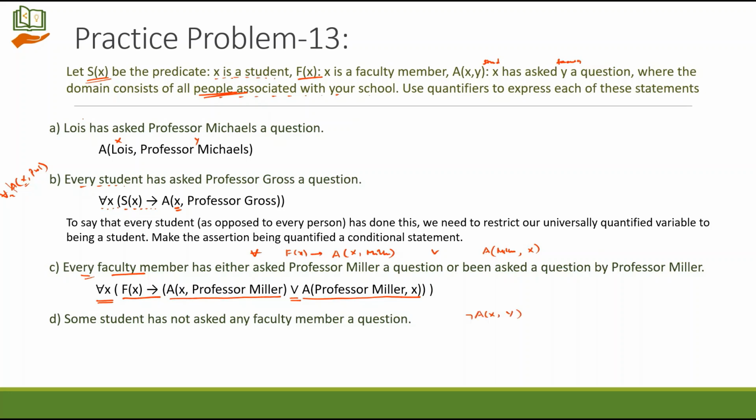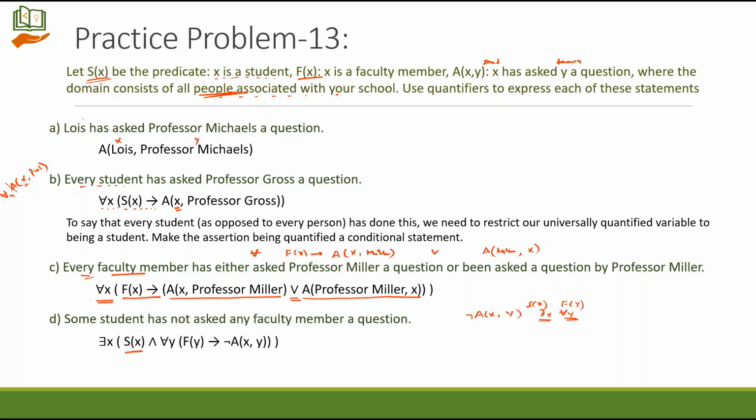Since we have not asked, it is the negation of this particular predicate. Some students means existential x. Any faculty member means it can be anyone or everyone we can take, so it can be for all y. To specify that x is a student, we have to use S of x. To specify that y is a faculty, we have to use F of y.